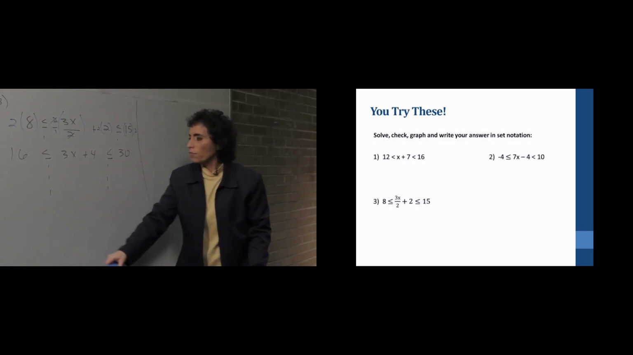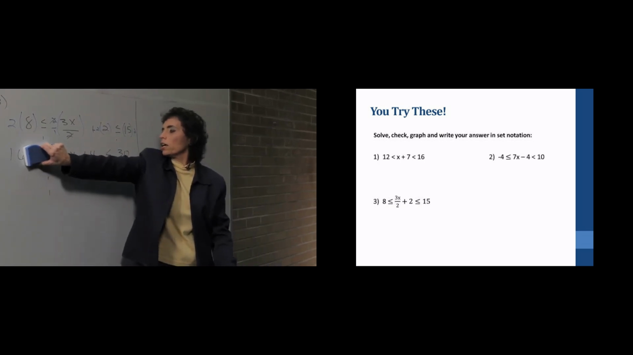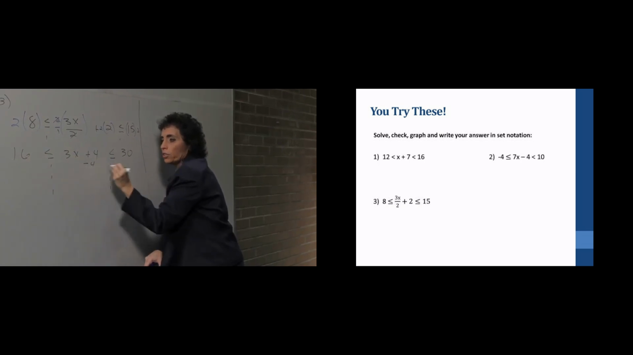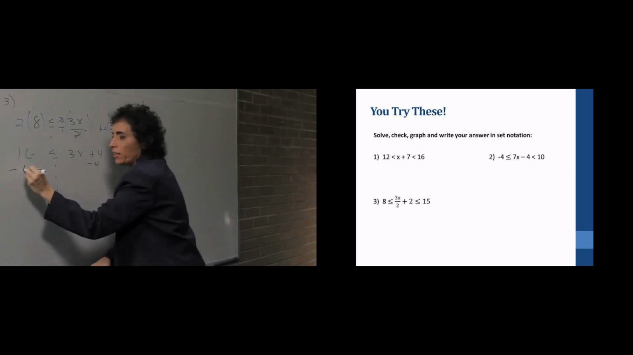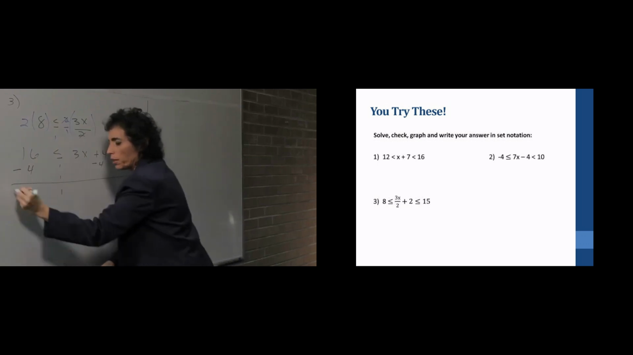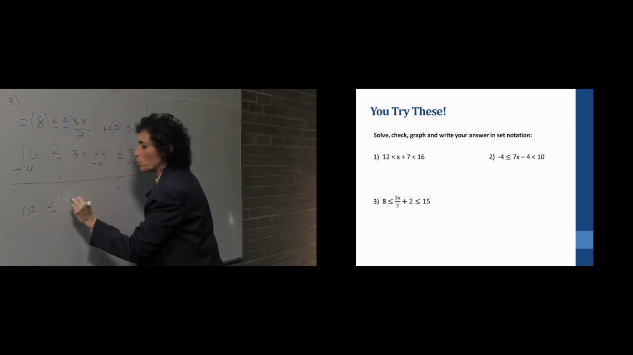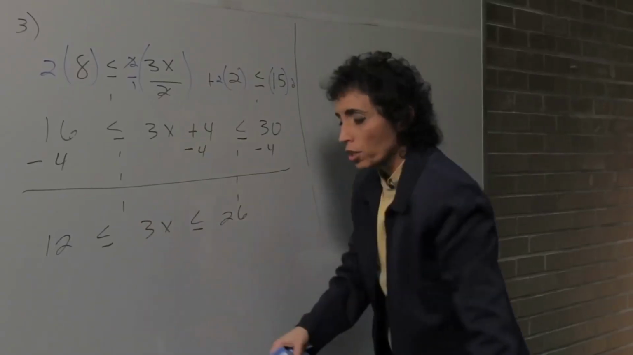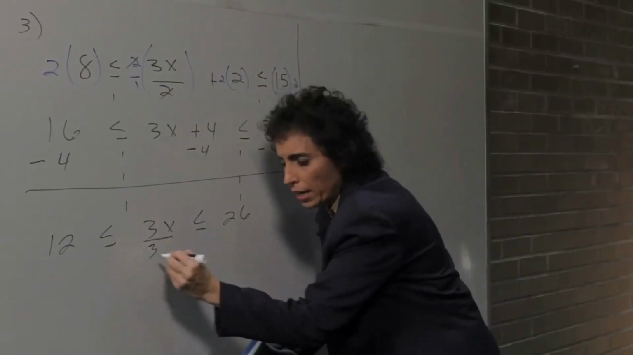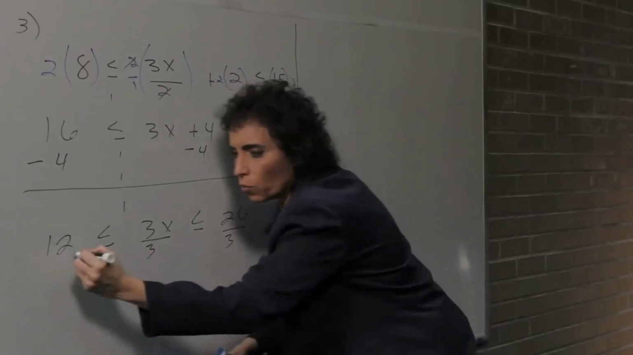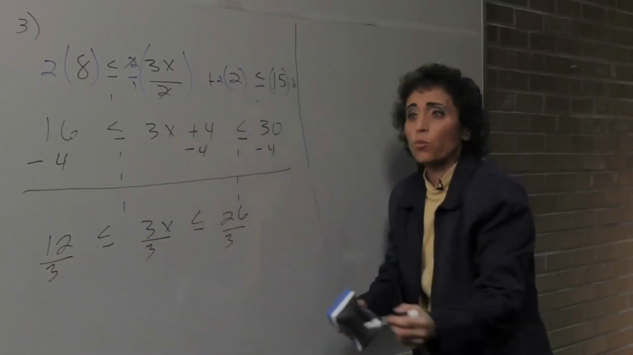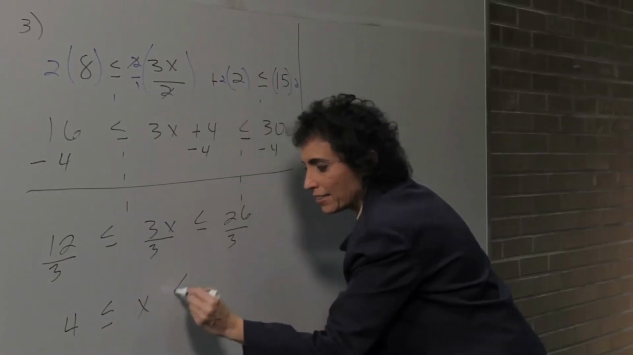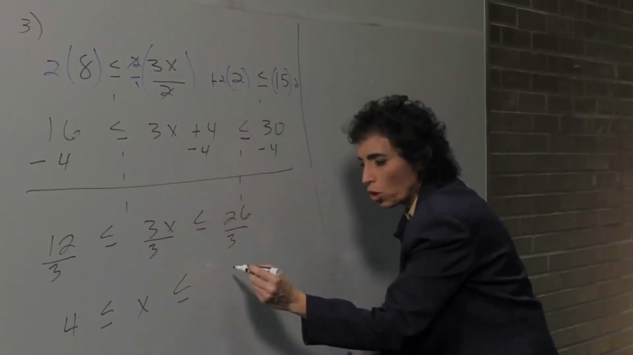Okay, now, if I didn't have this, I'd subtract 4 from all the sides, here, here, and here. 16 minus 4 is 12, is less than or equal to 3x, is less than or equal to 26. Now we're going to divide by 3, divide by 3, divide by 3, and we get 4 is less than or equal to x is less than or equal to 26 thirds.